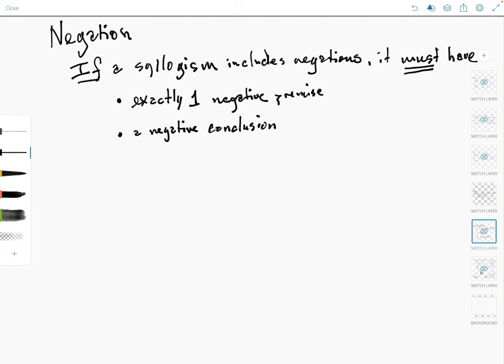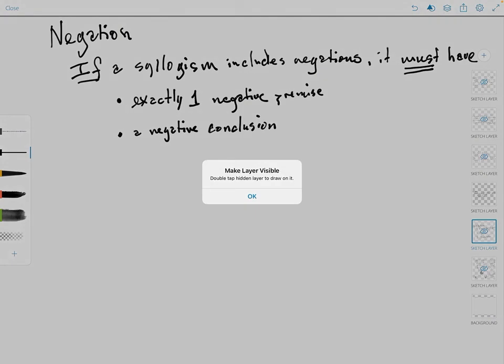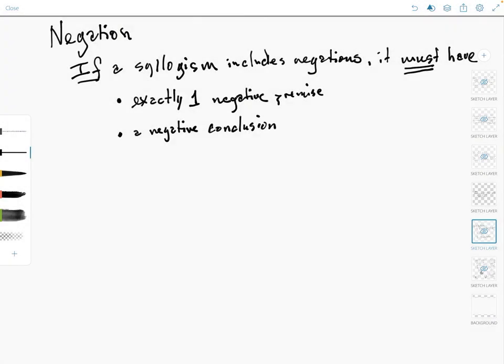Syllogisms don't have to have negatives. Think about AAA1. Those are all affirmative propositions, so there are no negatives at all. So, in a sense, this "if" means that we'll have a trigger for a rule. And the trigger is that a syllogism includes any negatives at all. So that's the whole idea. If a syllogism includes any negations at all, then it must have these two characteristics: exactly one negative premise, no more, no less, and a negative conclusion.